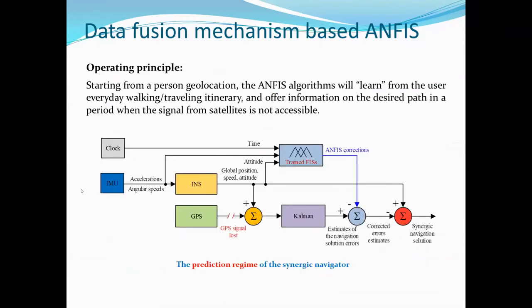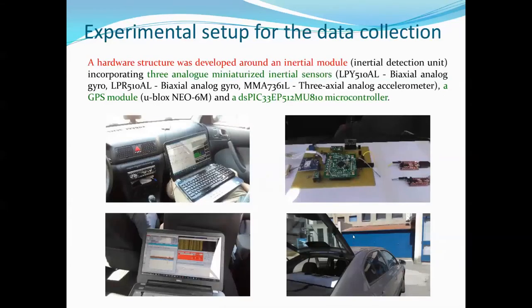Here we can see the operating principle for the mechanism when the GPS signal is lost. So the corrections provided by the already trained adaptive neurofuzzy inference system are combined with the estimates of the navigation solution errors provided by the Kalman filter, and after that, we'll have at the output the synergic navigation solution. So this is the second phase, the prediction phase of the proposed synergic navigator.